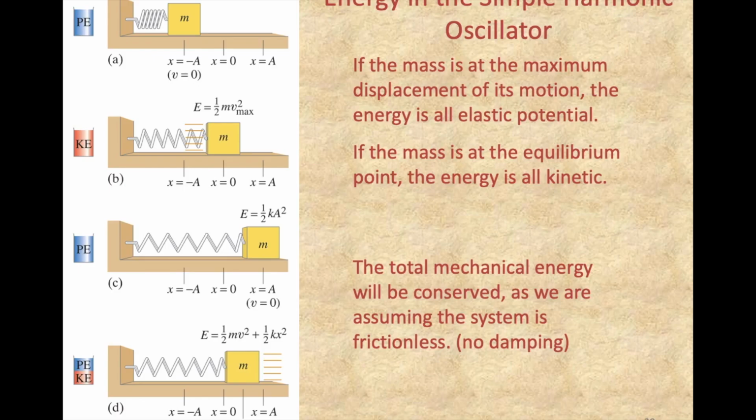The total mechanical energy will be conserved as we are assuming the system is frictionless. We call that an undamped system. We are not going to consider damped oscillations in the DP quantitatively. You might only need to consider damping qualitatively in some graphical analysis. That's basically understanding that the amplitude would decrease over time, but mathematically you will not be required to analyze damping.